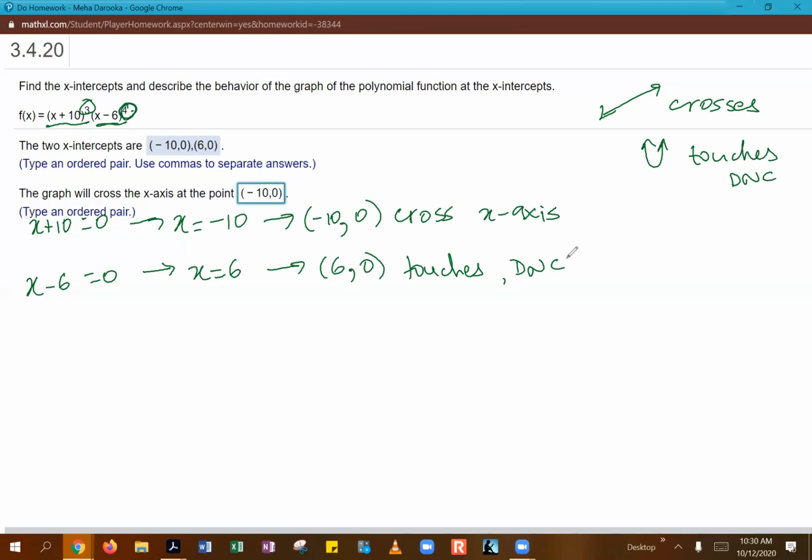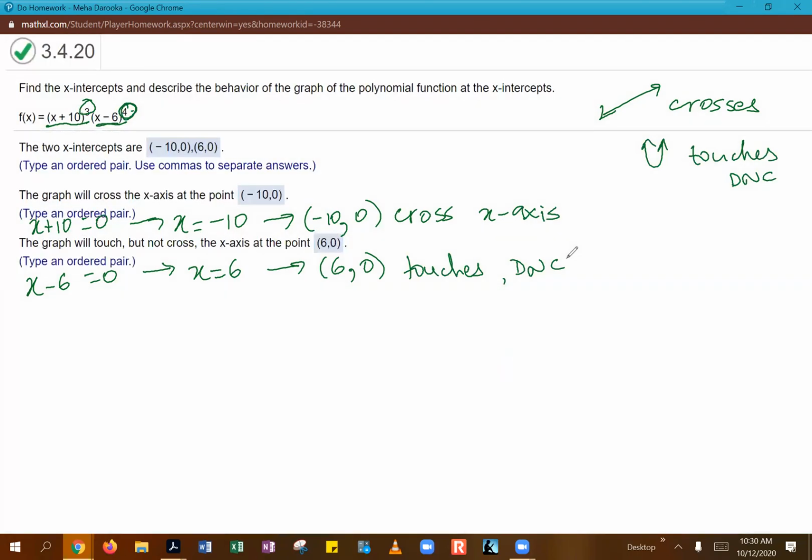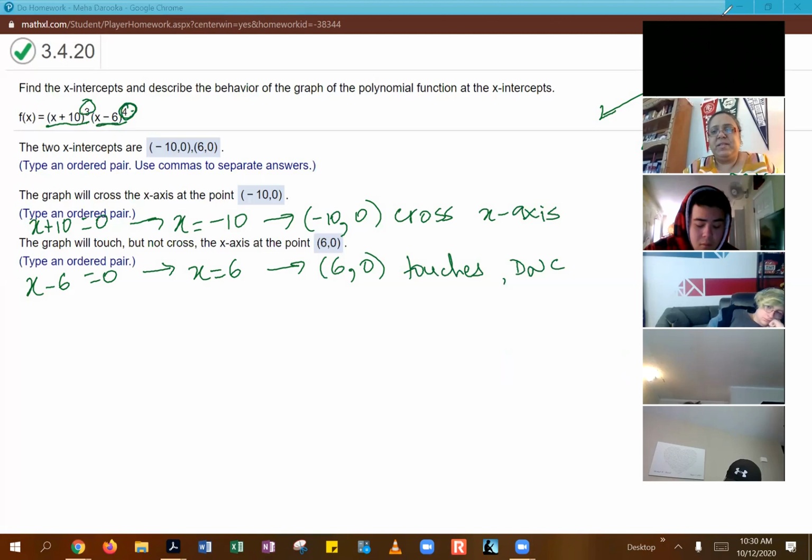And again, you are typing these in as ordered pairs. And then this one is saying the graph will touch but not cross the x-axis at the point 6, 0. Do we see that? Questions on this one?